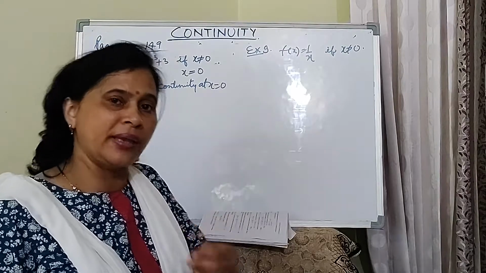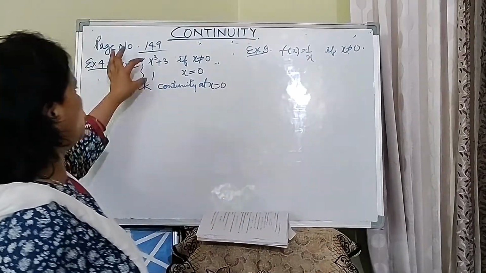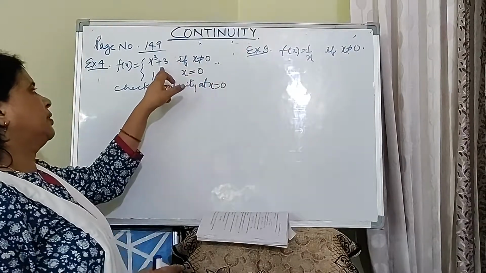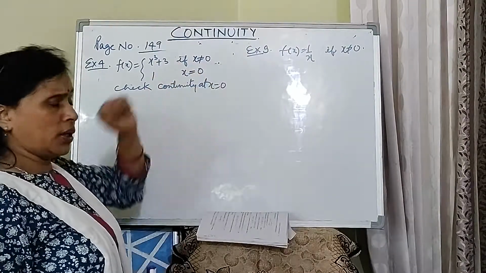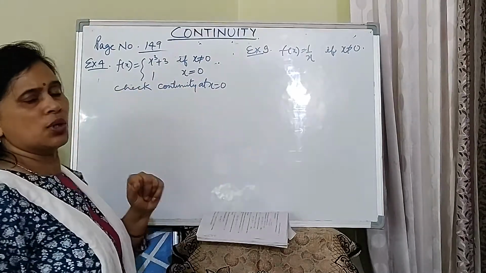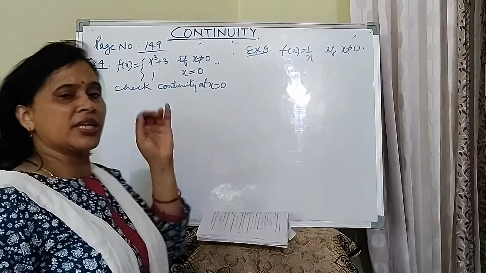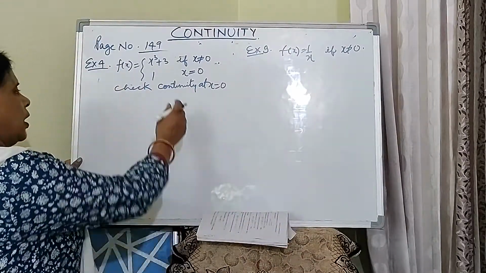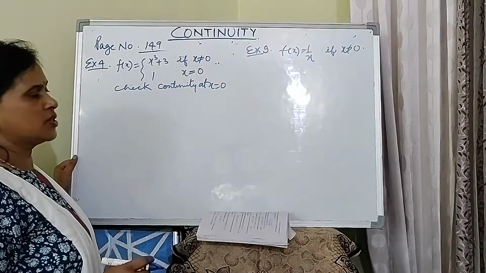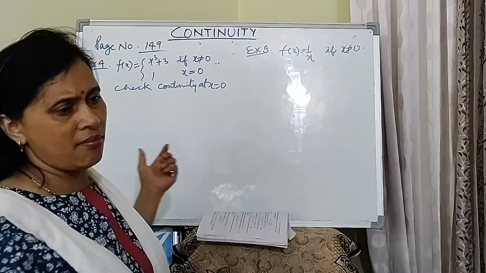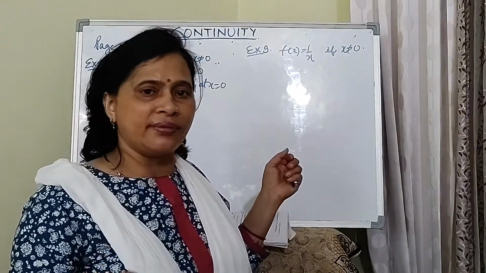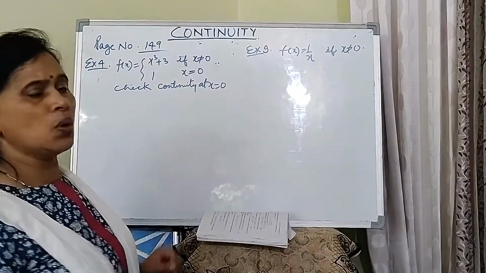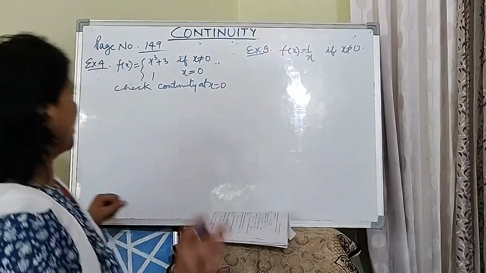This is called a biconditional function. Here are two conditions. So what are the two conditions? If x is not equal to 0, then f(x) is equal to x cube plus 3. And when x is equal to 0, f(x) is equal to 1. So again, what does check continuity at x equal to 0 mean? The same. We have to calculate the left hand limit, right hand limit, and limit of the function at x equal to 0. Let us see what happens.